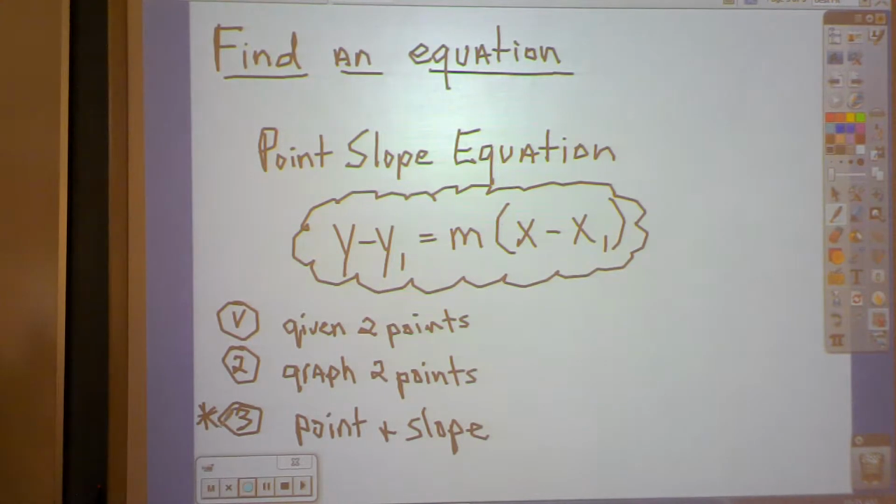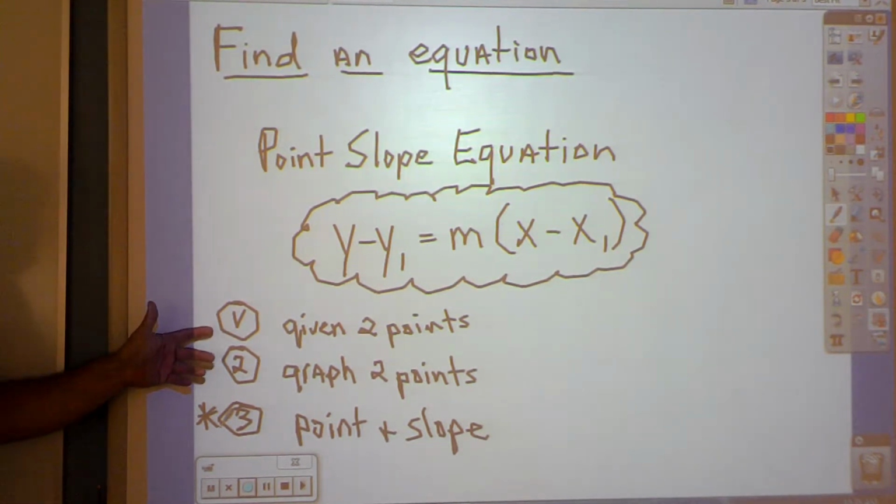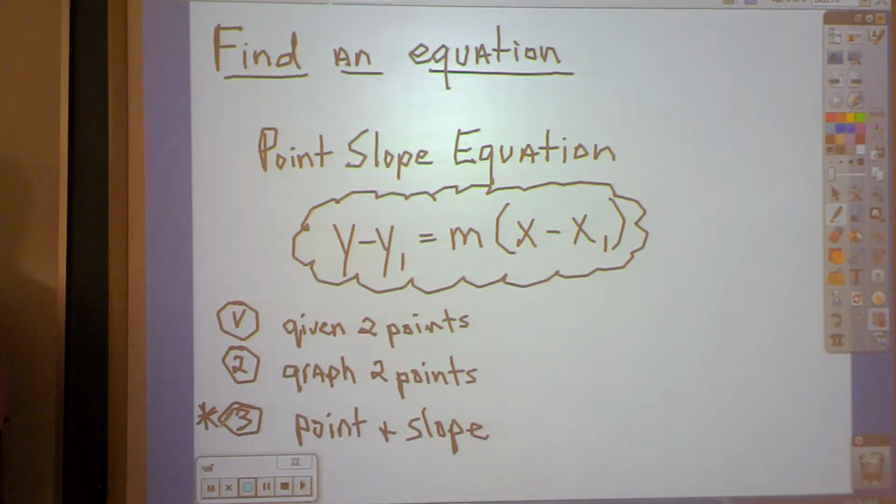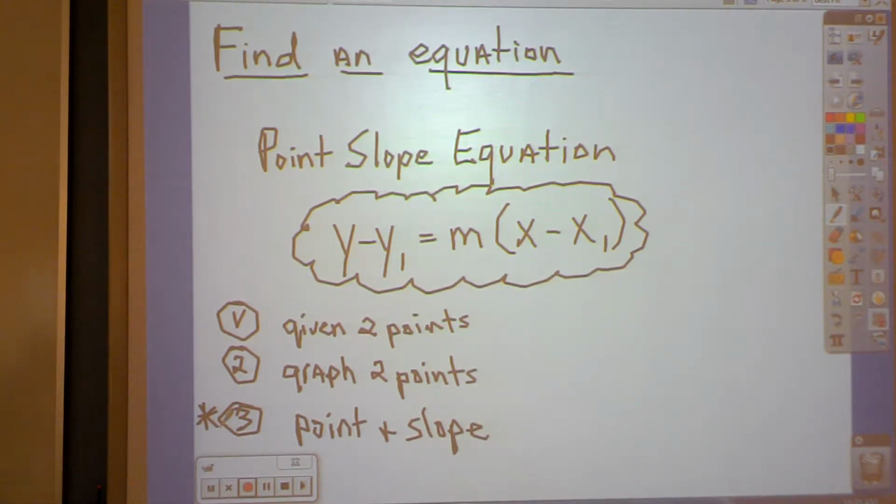Number 3 is just plug and chug and simplify. For 1 and 2, if you're given a point or 2 points, what are we missing? Slope. So you have to calculate the slope. Then you've got number 3 after you calculate the slope. So let's try one.